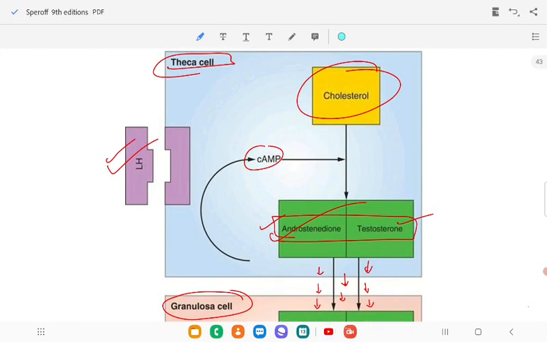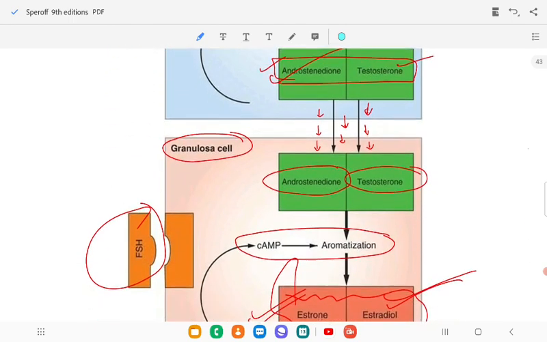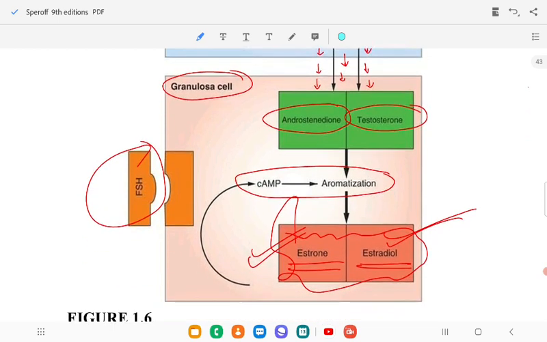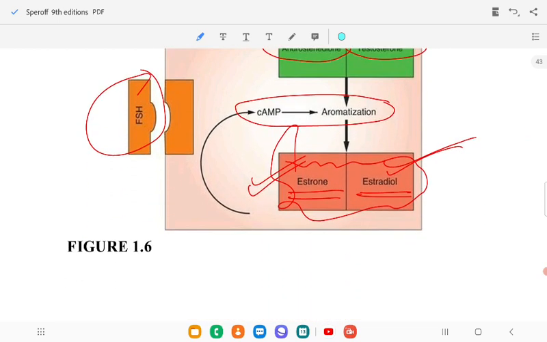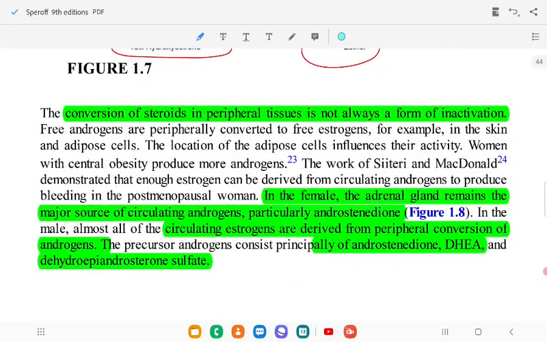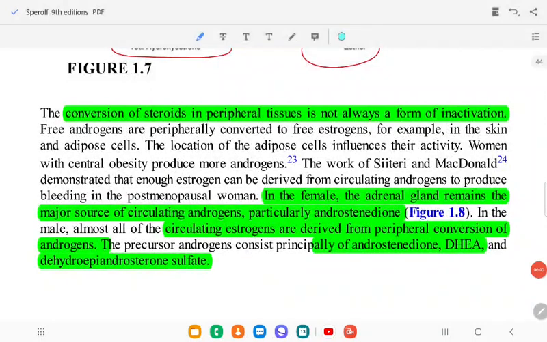Then this is the two-cell, two-gonadotropin theory. Thecal cells have the LH receptor, cyclic AMP, and cholesterol is converted to androstenedione and testosterone. This is transferred into granulosa cells. The FSH receptor acts on the granulosa cells. Androstenedione and testosterone are aromatized to estrone and estradiol. Okay, estrone. The conversion of steroid in peripheral tissue is not always a form of inactivation.